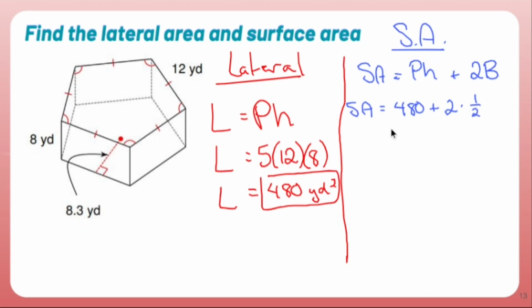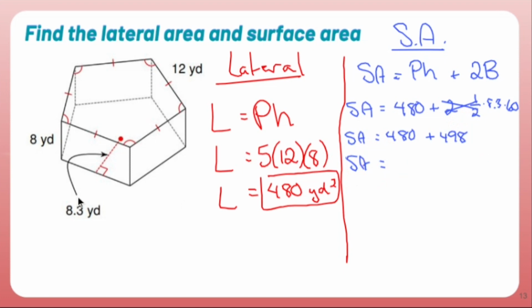The apothem is 8.3. It's basically like the radius of a regular polygon. So 1/2 times the apothem, which is 1/2 times 8.3, times the perimeter of my polygon, which I already know to be 12 times 5, which is 60. So my surface area is going to be 480 plus 2 times 1/2 times 8.3 times 60. I'm going to go off to the side and figure out what that is. Siri says it's 498.